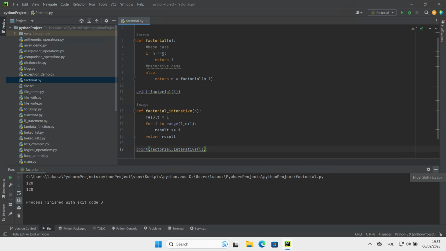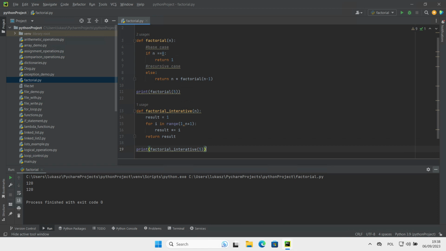Okay, now let's discuss the pros and cons of the recursive approach. So what about pros? Recursive functions make the code look clean and elegant. A complex task can be broken down into simple subproblems using recursion. Sequence generation is easier with recursion than using some nested iteration.